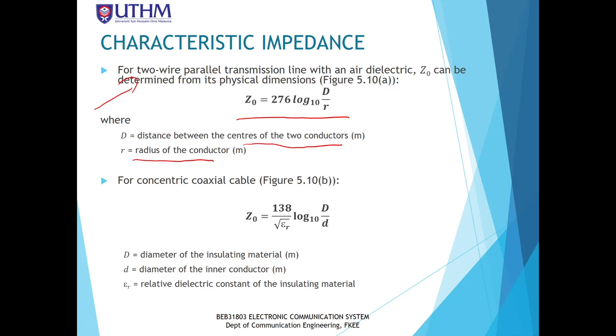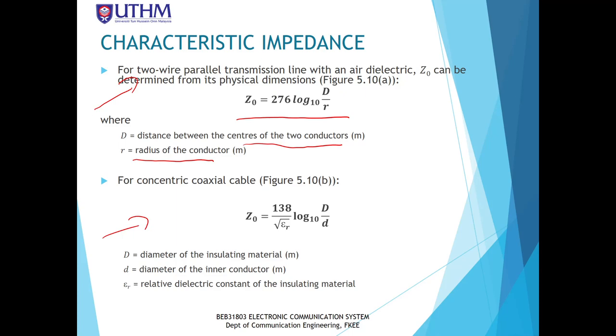What about for the coaxial cable? Okay, for coaxial cable, we have different equations, based on the dimension and also what we call the dielectric parameter. Okay, so if we want to calculate the characteristic impedance based on dimension and also dielectric parameters, constant parameters, there are various ones. There are a few formulas depending on the type of transmission line.